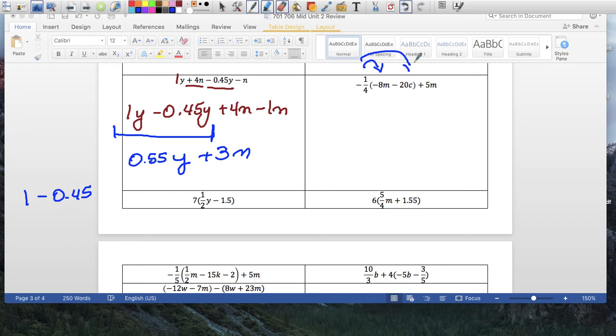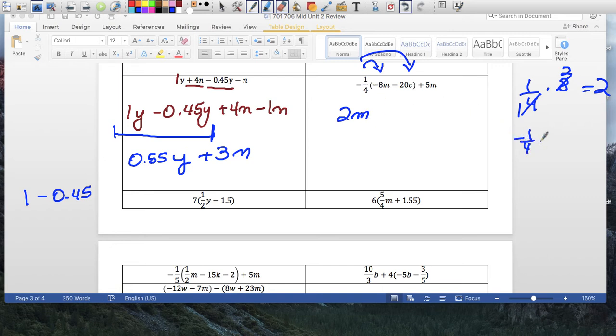It's a fraction, big deal, not a big thing here. A negative times a negative is a positive, and 1/4 times 8. We can simplify before you multiply. Divide by 4 is 1, divide by 4 is 2, and 1 times 2 is just 2. So we're going to get 2m.